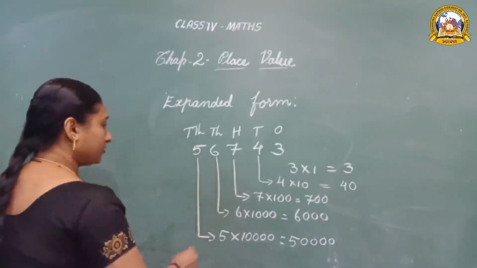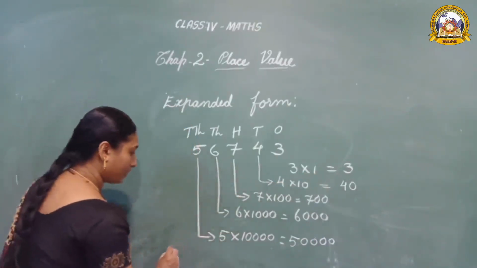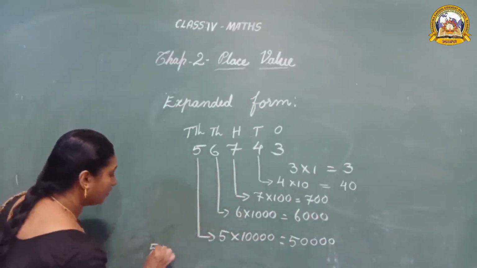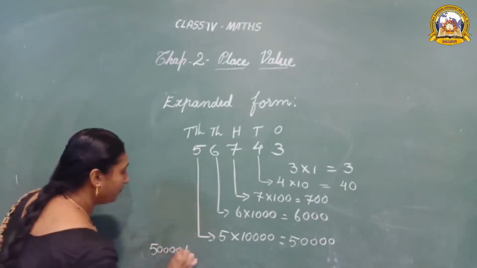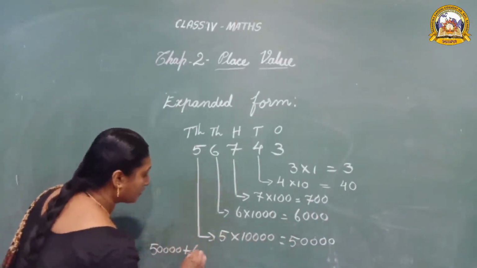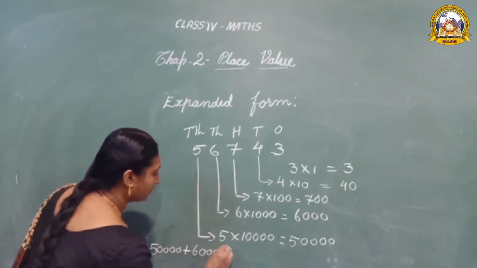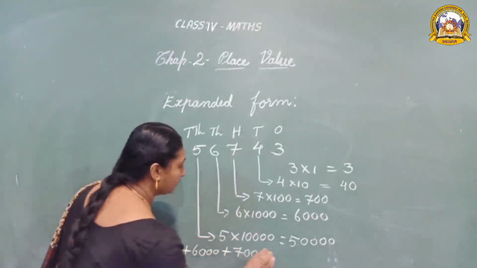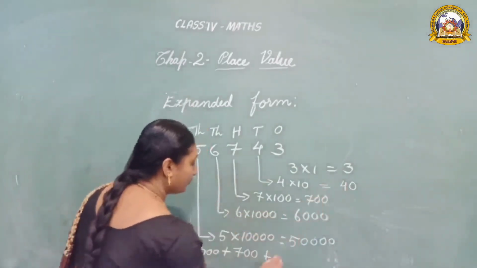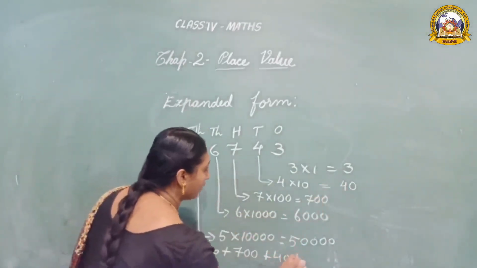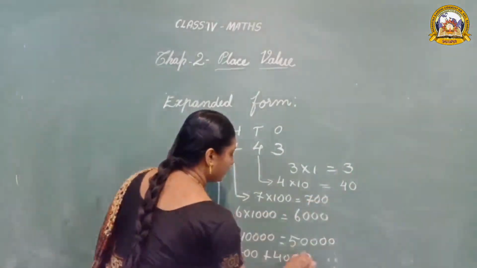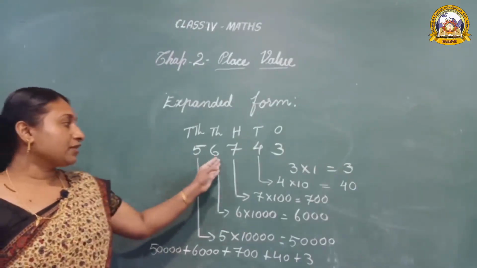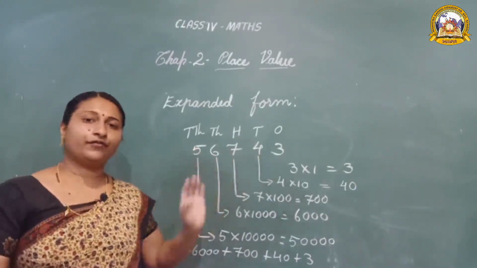So let us write first 50,000 plus 6,000 plus 700 plus next 40, next 3. It is the expanded form of 56,743.